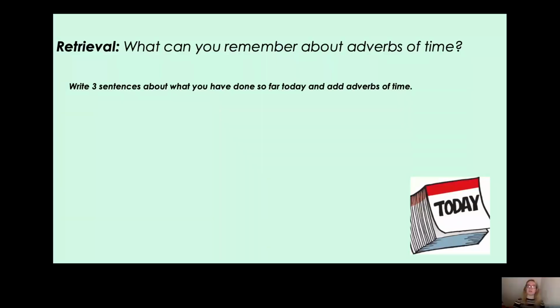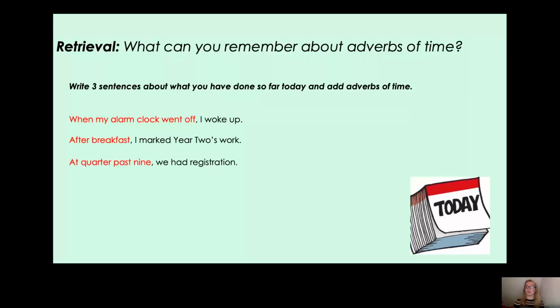Okay, Year 2. So remember, an adverb of time answers the question of when something happens. So while you were doing this activity, I also had a go. Would you like to see my 3 sentences? So here you go. My first one: I woke up when my alarm clock went off. Now, what is my adverb of time in this sentence? Yes, that's right. It's when my alarm clock went off. So that is telling me when I woke up.